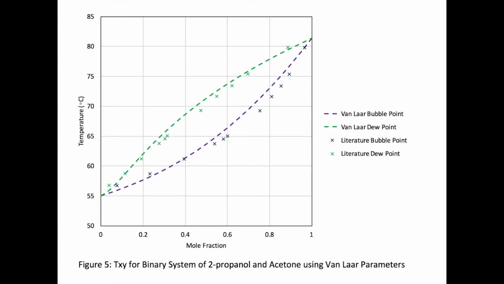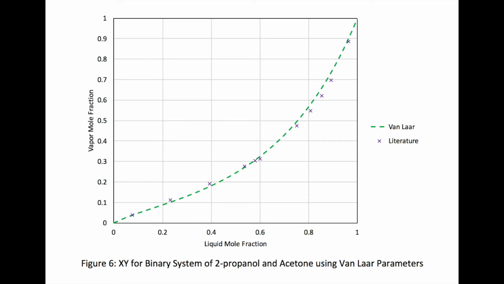From the TXY diagram, we can see both the bubble point and dew point curves, in between which vapor-liquid equilibrium is occurring. The literature data is also plotted here alongside the experimental data for comparison. The results of the bubble point temperature calculations can also be represented in an XY diagram like the one shown here for the 2-propanol and acetone system with the Van Laar parameters. Again, the literature values are plotted side by side for comparison.